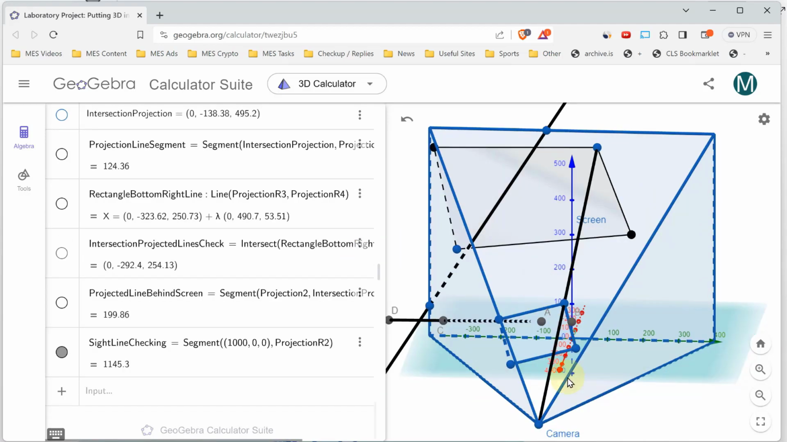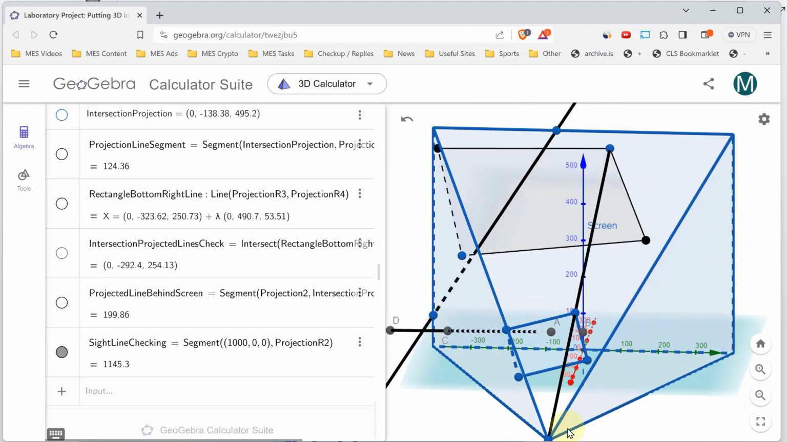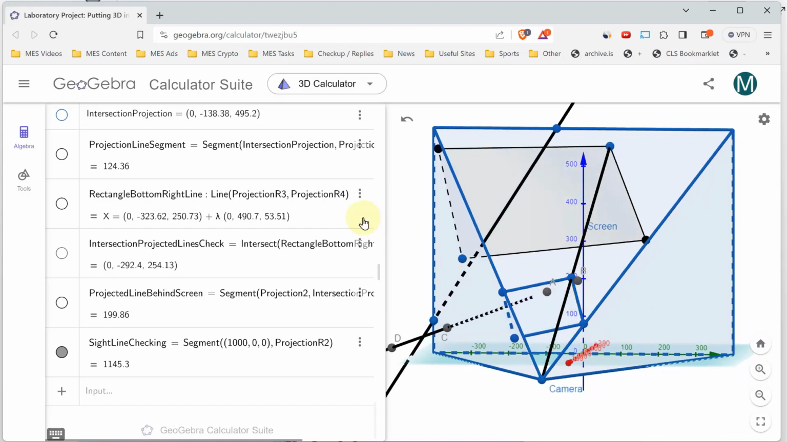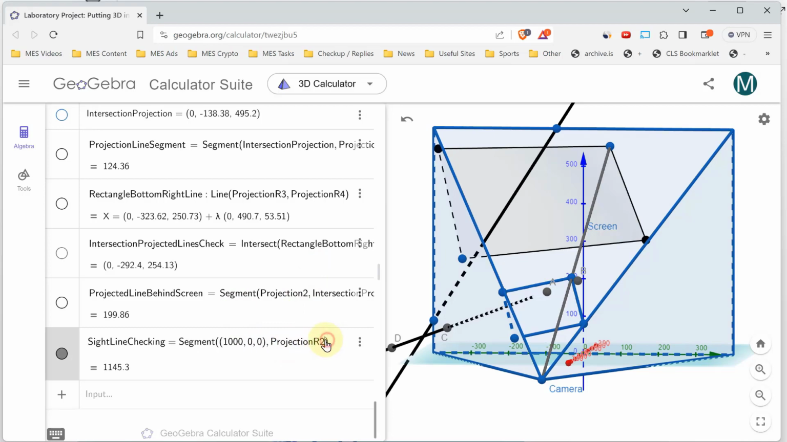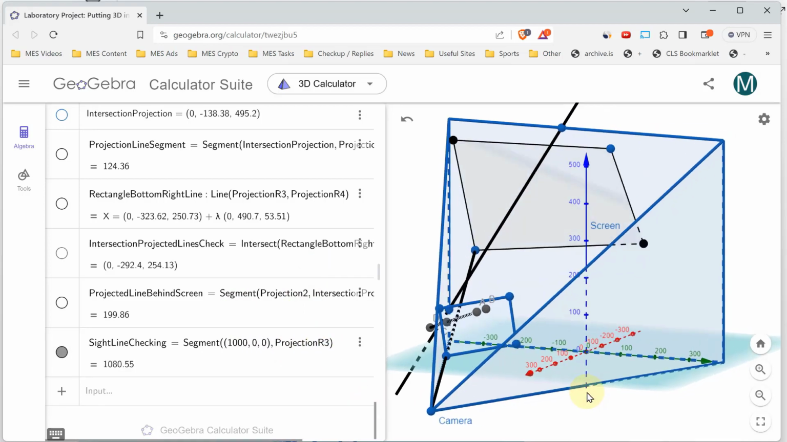Yeah, so there it is. It connects straight to this one here. So I'm not drawing it from here to here. I'm drawing it from here, the camera, all the way to here. But it cuts through that. Let's do a couple more. Sight line checking, and then this one here, 3. So there it is. It cuts through the bottom. Then last one, 4, just to double check.